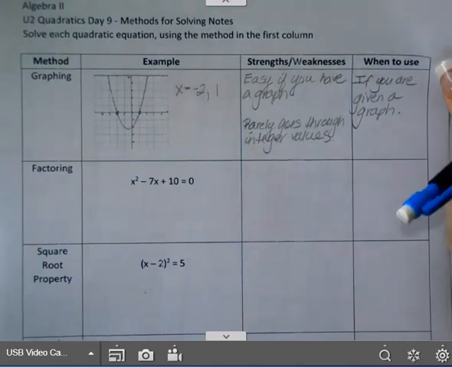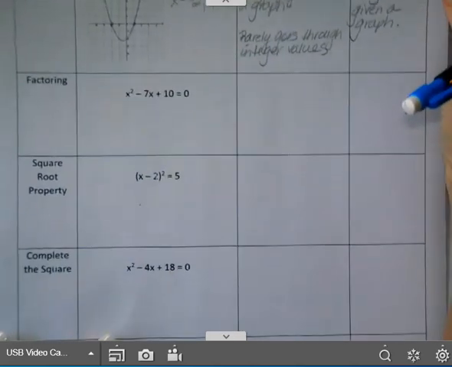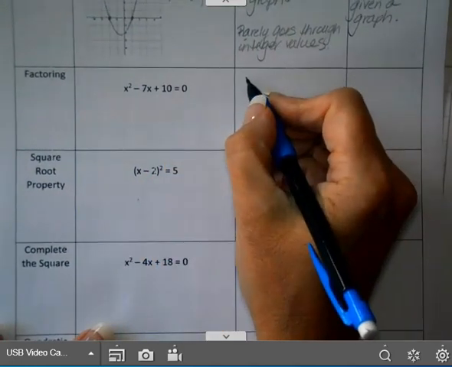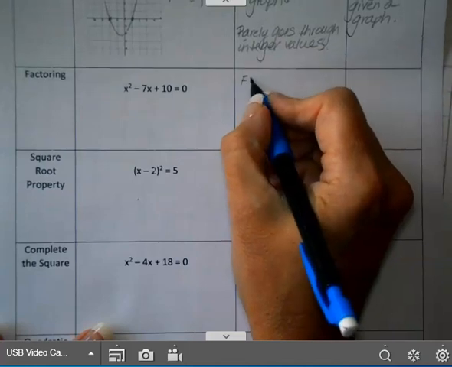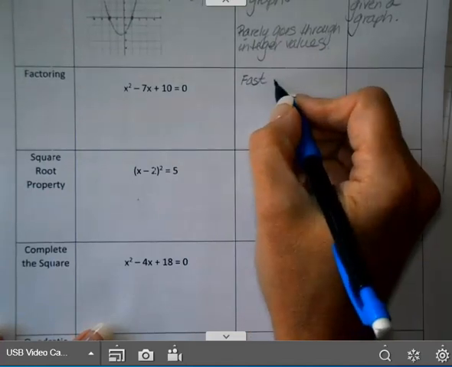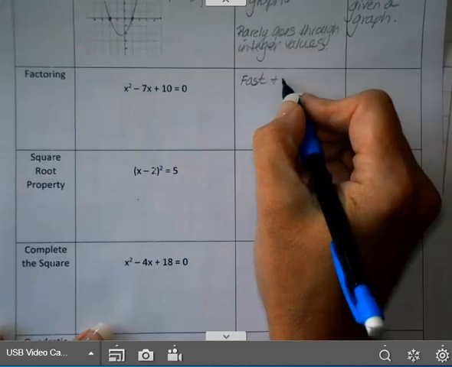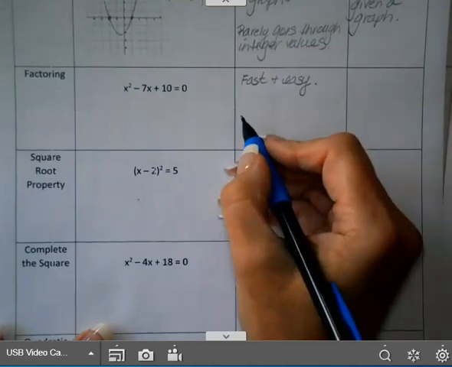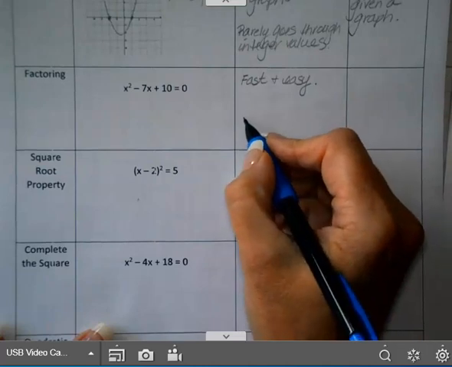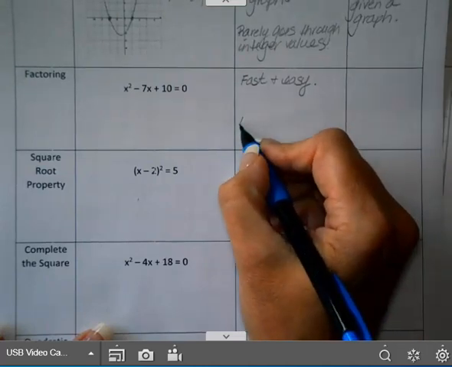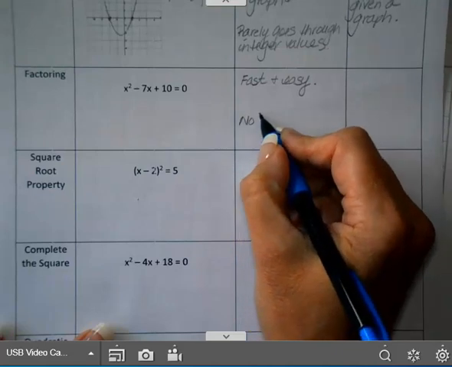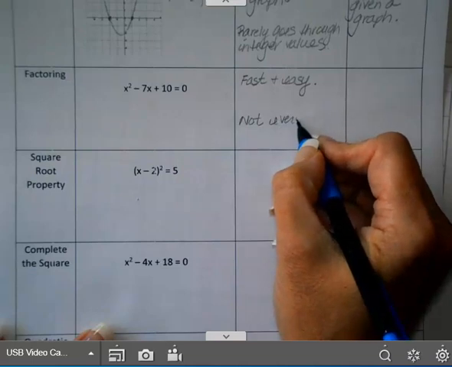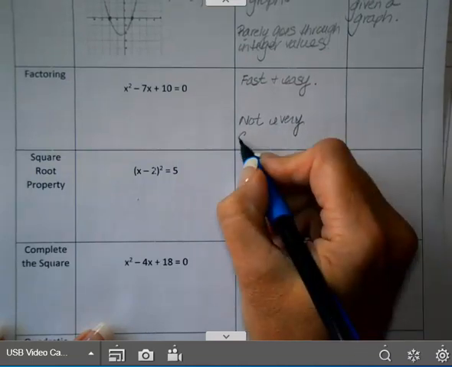We are going to spend some time on factoring. That's a good one to use. And this is probably one of my favorites because it's fast and easy. The weakness of this one is not everything is going to factor. So not every quadratic factors.